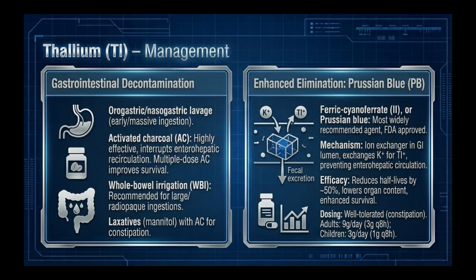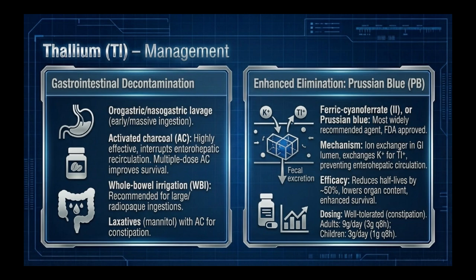Because thallium undergoes extensive enterohepatic recirculation, activated charcoal can be useful both to prevent absorption if administered shortly after ingestion and to promote elimination after absorption has occurred. Multiple doses of activated charcoal have been shown in animal models to increase fecal elimination of thallium and improve survival rates. If Prussian blue is unavailable, activated charcoal can be used as an alternative.